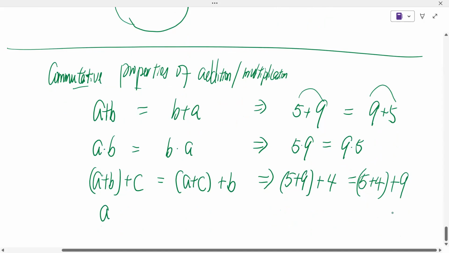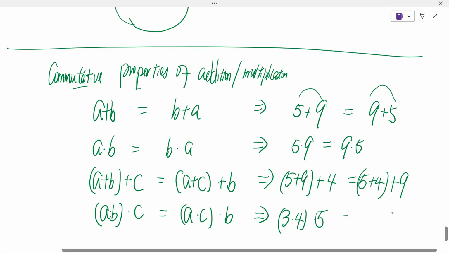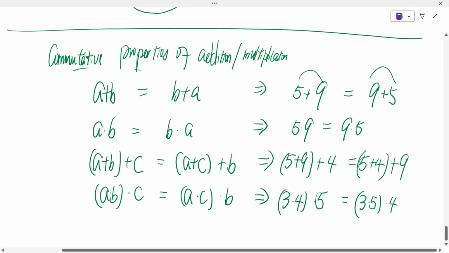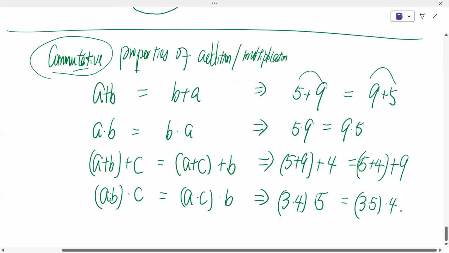Also, for example, let's say we have A times B times C, but A, B are inside parentheses. We can do A times C times B, right? Switch B and C here. So you can switch any two numbers you want, right? Let's say we have 3 times 4, times 5. That's 12 times 5, that's 60, right? If you switch 4 and 5, do 3 times 5, it's 15. That's 15 times 4, 60. Okay, so 60 equals 60, right? So this is exactly where this commutative property comes from.